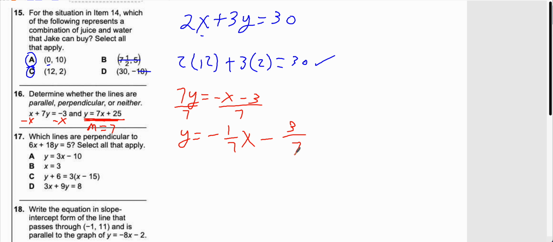Okay. So this one is a positive 7 for slope. This one is a negative 1/7. That is opposite reciprocal, so they are perpendicular. Now, or do you want to just, I guess I just circled it. You can circle that.